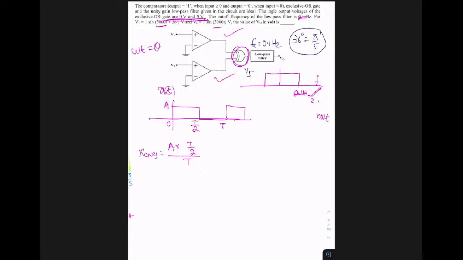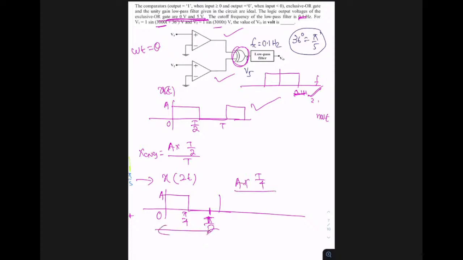Now I'm giving you another signal, and you tell me the average of x of 2t. So first draw the signal x of 2t. With respect to this, what's going to happen? This is 0, this is T by 4, and the period which was T will be T by 2. This is what x of 2t will look like. Now, to find the average of this signal, it will again be the area. The height is A, the width is now T by 4, and the total time period which was earlier T is now T by 2, right?